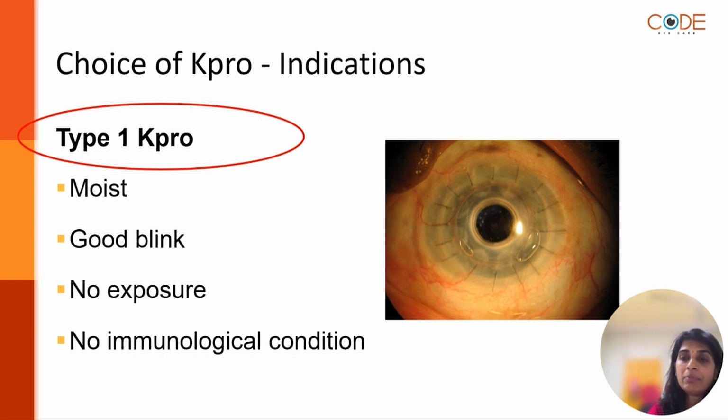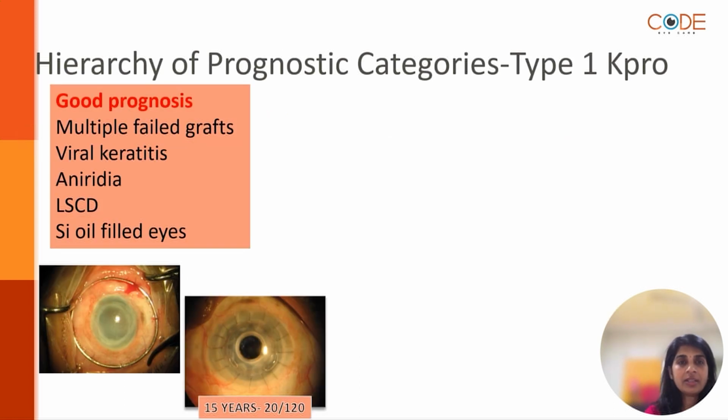For implanting a Boston type 1 keratoprosthesis in the eye, you need the eye to be moist, you need the eye to have a good blink mechanism, no exposure, and preferably there should be no underlying immunological condition, which is the reason we do not recommend doing a Boston type 1 K-Pro in an eye that has Stevens-Johnson syndrome or ocular cicatricial pemphigoid.